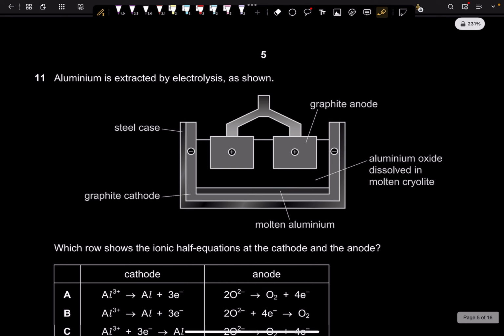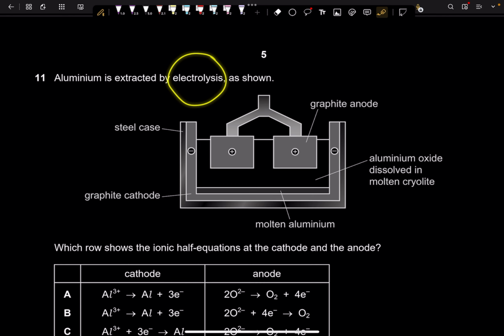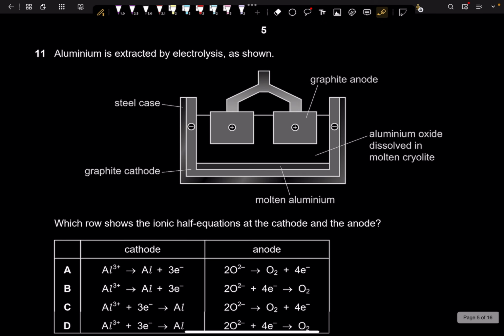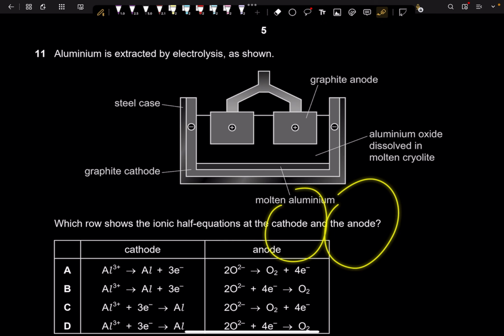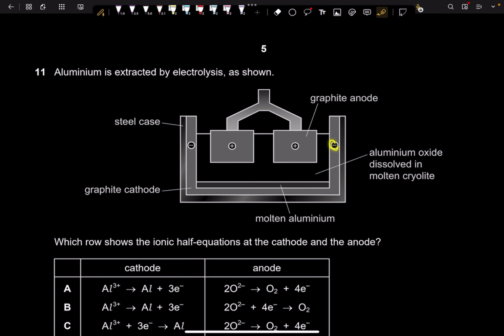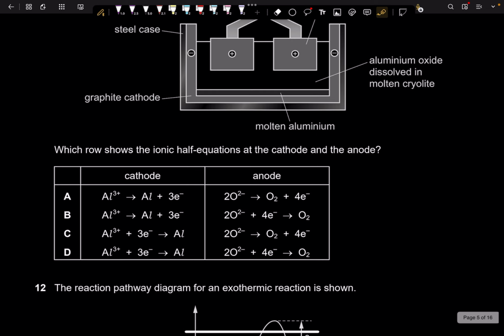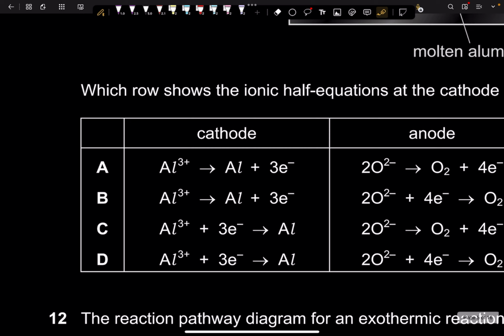Okay, aluminum is extracted by electrolysis as shown. This is the process of electrolysis. Which row shows the ionic half equations at the cathode and at the anode? What is basically happening in this electrolysis is that the negative electrode is your cathode. At the cathode you form aluminum, so let's see in which equations we are forming aluminum.